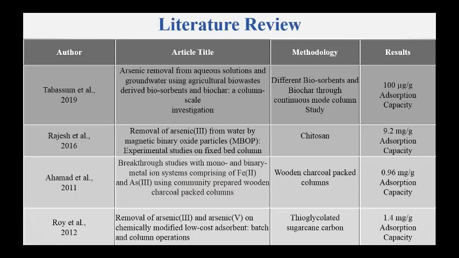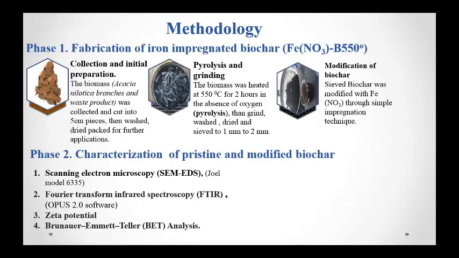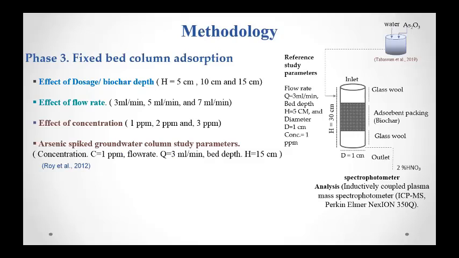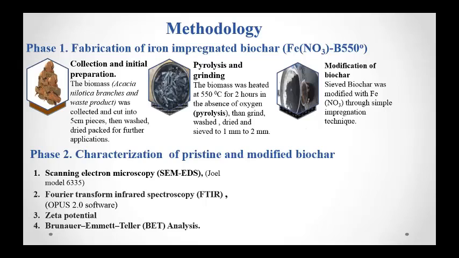This is the literature review, people who have studied the same work. The methodology was divided into 3 sections, 3 phases. In phase 1, the iron impregnated modified biochar was fabricated and the column was fabricated. In the second section, the material was characterized to check its physical and chemical properties. And in phase 3, the adsorption study was conducted.